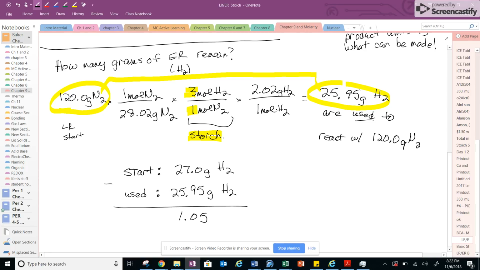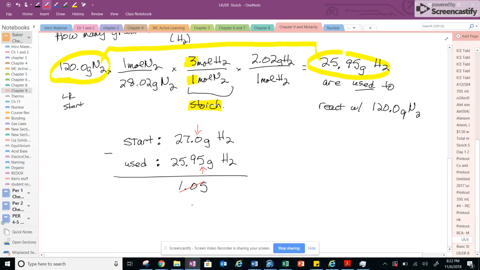1.05. Oh, shoot. Wait a minute. This one goes to the 10th place. This one goes to the 100th place. So I guess I need to round this to 1.1 grams of hydrogen are going to remain.